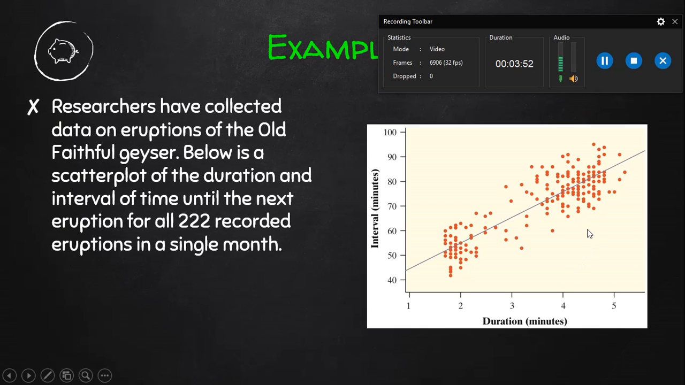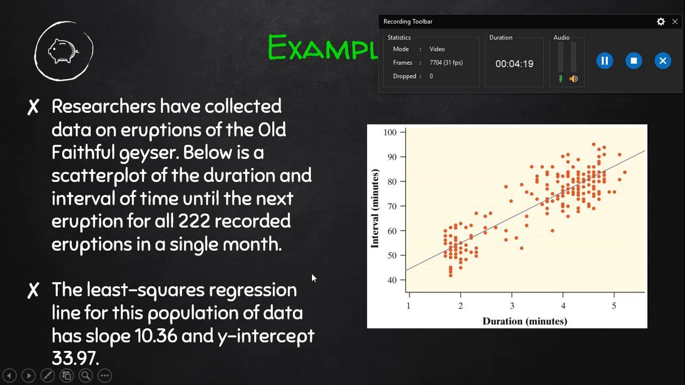Here's a scatter plot. What this represents is the eruptions of the Old Faithful geyser. They looked at how long the duration was of the eruption and then the interval in minutes between each eruption. And they're telling us that they have recorded 222 pieces of data. So what they did is they took their information and they created a least squares regression line. Based on their line, they're saying that the slope is 10.36 and the y-intercept is 33.97.